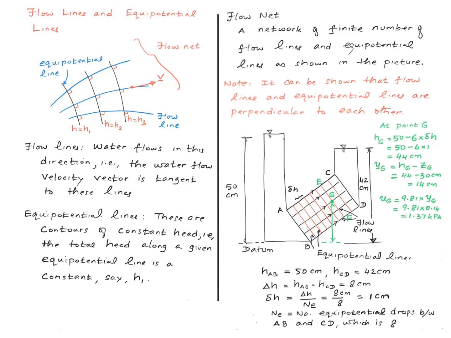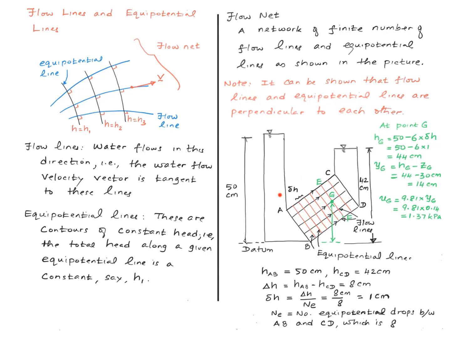The elevation head at point G is given as 30 centimeters. You subtract one from the other, and we get the pressure head, or the piezometric head, right? So all you have to do is to multiply that by the unit weight of water, which is 9.81 kilonewton per meter cubed, and you get 1.37 kilopascals for the pore water pressure at point G.